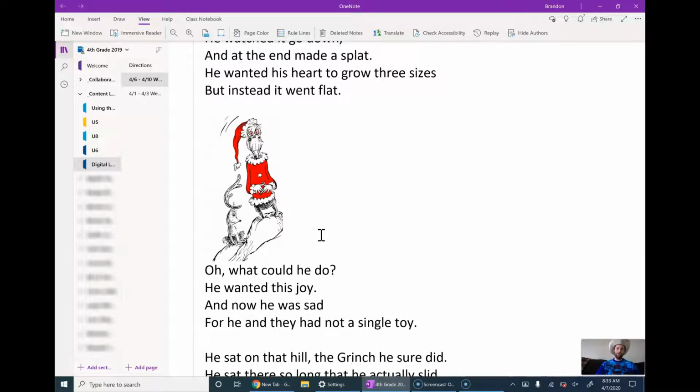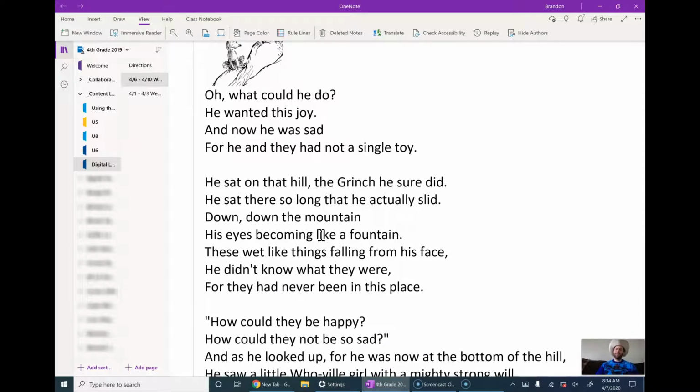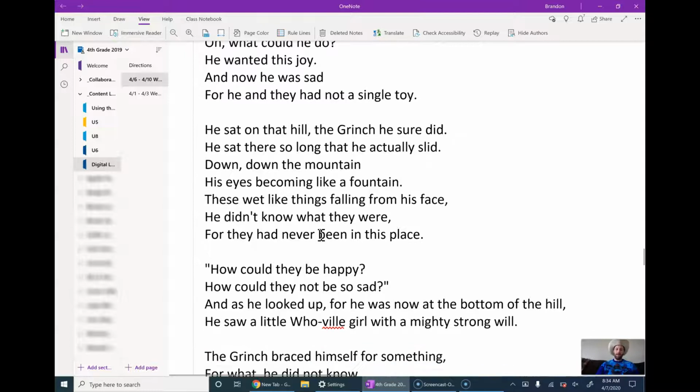Oh, what could he do? He wanted this joy, and now he was sad, for he and they had not a single toy. He sat on the hill, the Grinch he sure did. He sat there so long that he actually slid. Down the mountain, his eyes becoming like a fountain. These wet little things falling from his face, he didn't know what they were, for they had never been in this place. How could they be happy? How could they not be so sad?